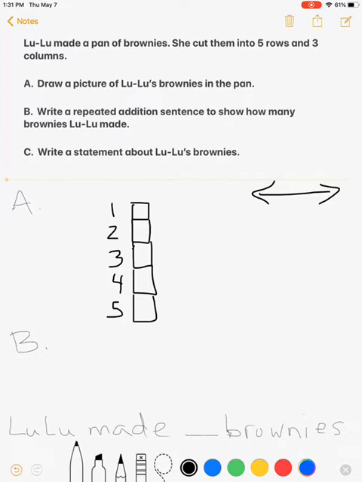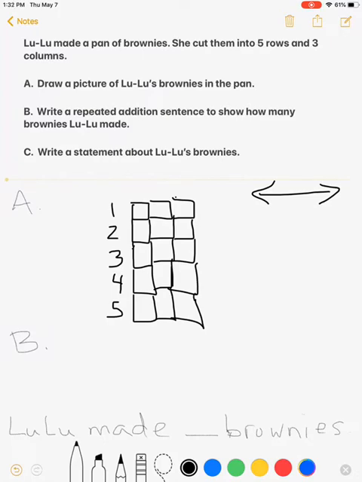Now I want to think about my 3 columns, and I know columns go up and down. Right now I have this 1 column of 5 that's going up and down. I need 3 of those. So I'm going to erase that, and say, okay, I need 3 of those columns. From here, I'm literally just going to finish out this pattern, and there we go. I just created my array.